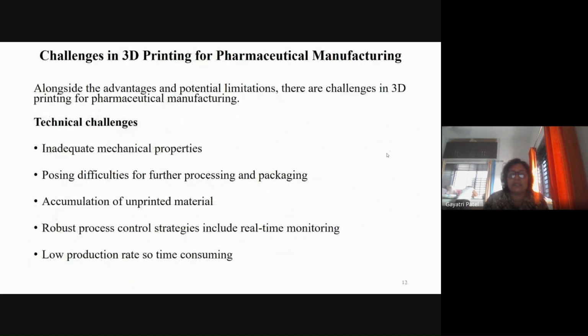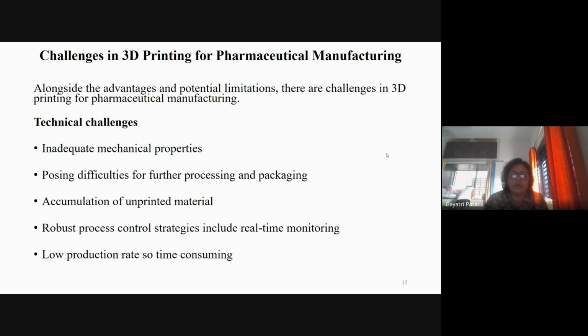Now, what are the challenges? These challenges I have outlined based on my experience of working with this. There are three types of challenges I have worked with: the technical challenges, regulatory challenges, and good manufacturing practice challenges, meaning the manufacturing challenges. Now, what are the technical challenges?